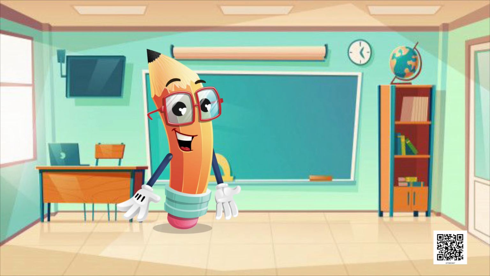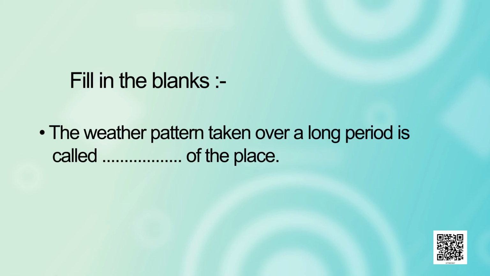Children, now I will ask you some questions from your chapter, and I hope you will be able to answer them all correctly. First of all, you have to fill in the blanks in the given spaces. The first question: the weather pattern taken over a long period is called dash of the place. Fill the correct answer in the blank space provided to you. And the correct answer is climate. The weather pattern taken over a long period is called climate of that place.